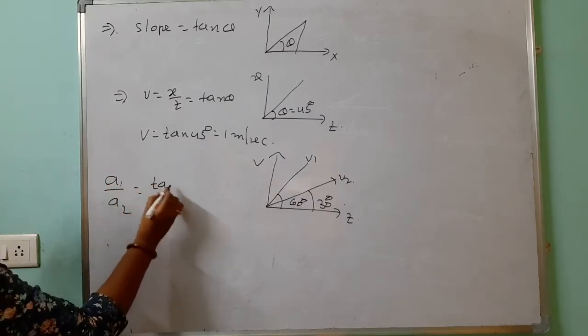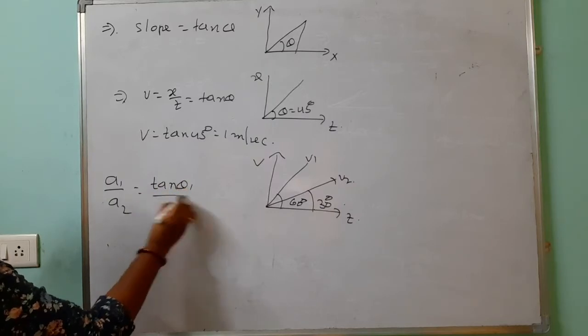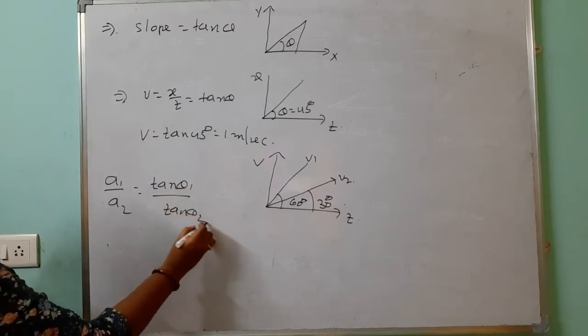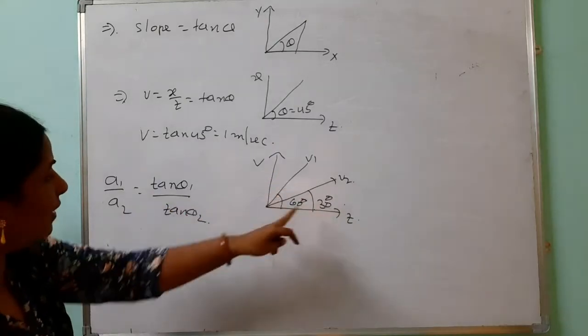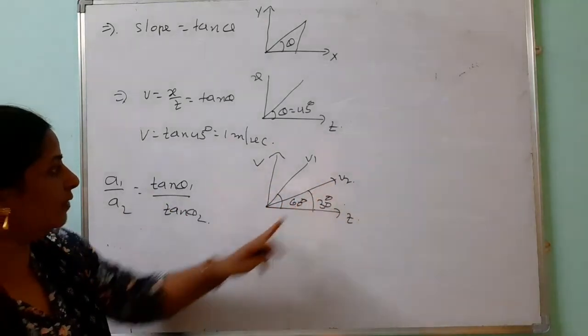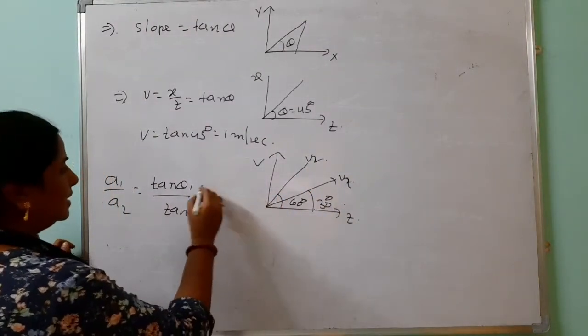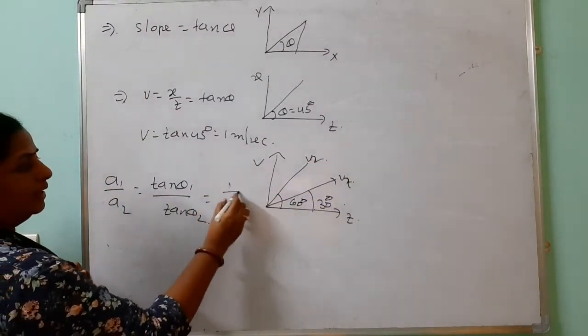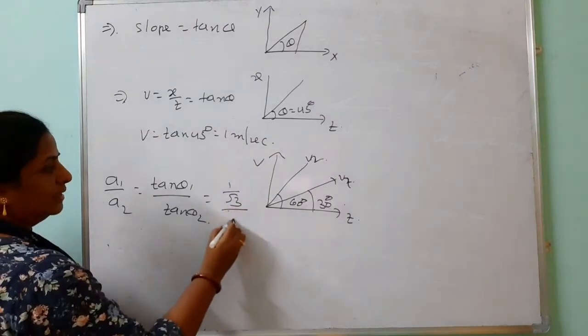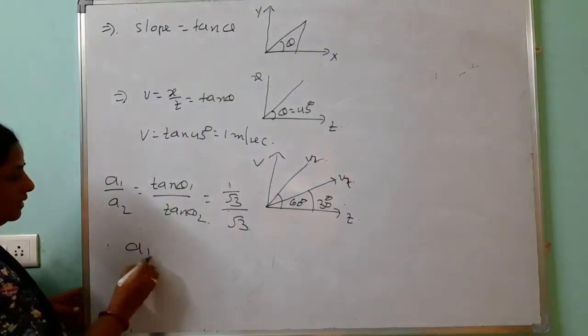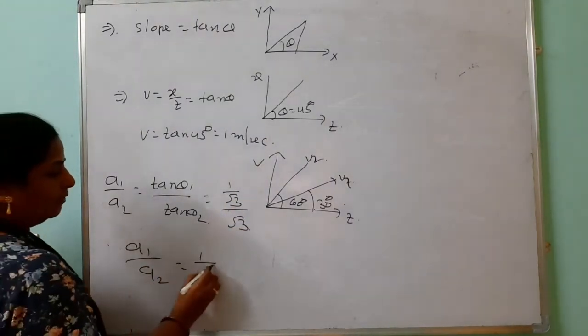Tan theta 1 by tan theta 2. Tan theta 1 is nothing but what? Slope of the V1. This is the V1 and this is the V2. This is the tan 30, 1 by root 3. And the next one is root 3. After simplification, A1 by A2 is 1 by 3.